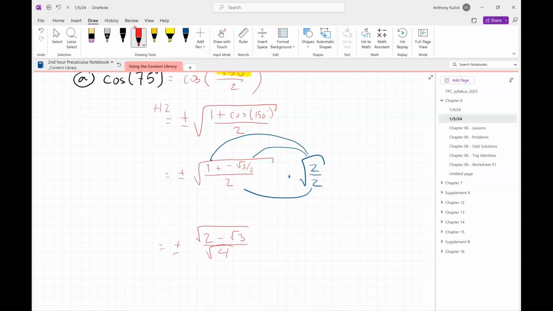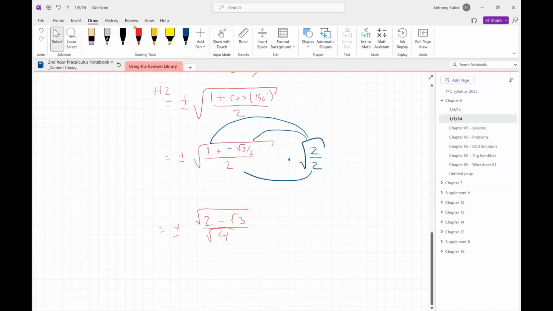Why not? Because the square root of 4 is just 2. So I don't have to do anything fancy to it. I'm just going to simplify the radical, right? I don't have to worry about multiplying by conjugates or any nasty stuff like that. It's just 2.